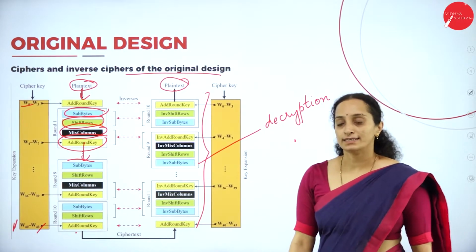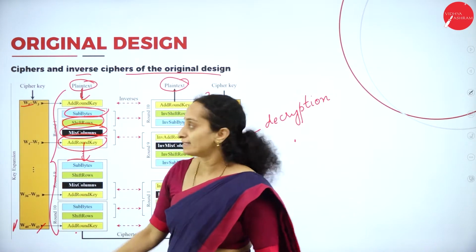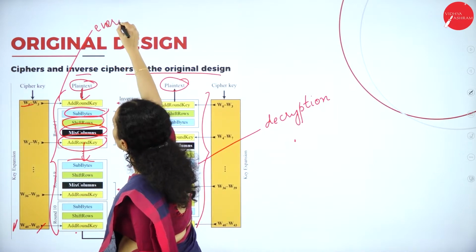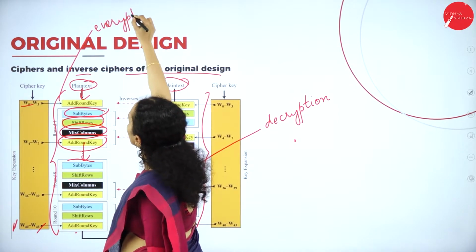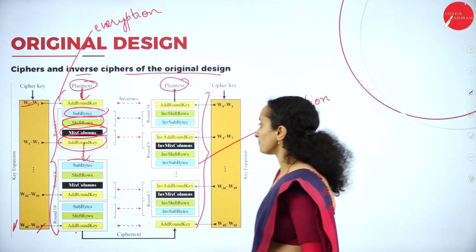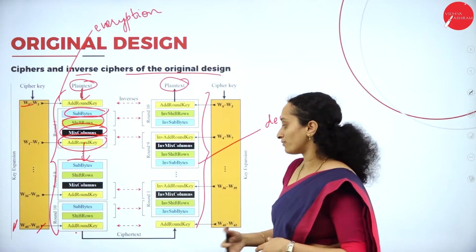This whole is the decryption process, whereas this is the encryption process. Encryption and decryption will be the reverse of each other.